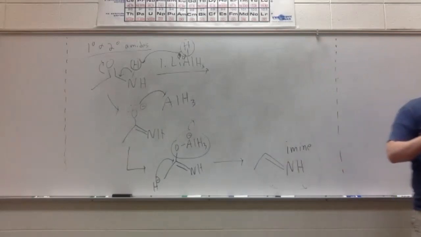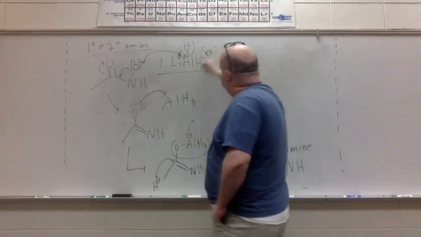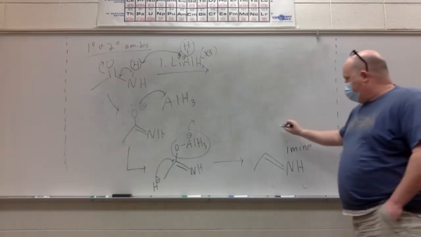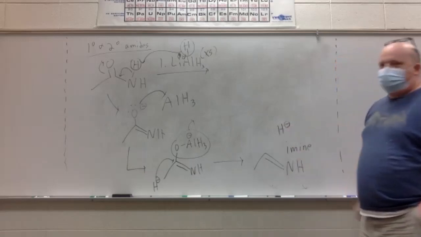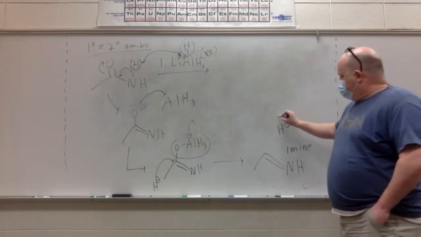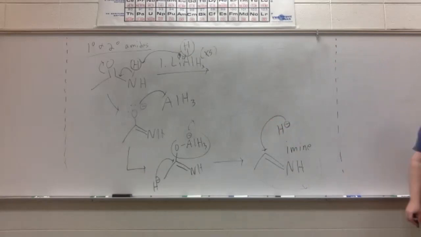However, usually what happens here is that this is provided in excess. So that means you have an abundance of it. Once you make your imine, guess what? A third lithium aluminum hydride can come in and give off an H minus. That third H minus can attack right there on the carbon of the double bond.